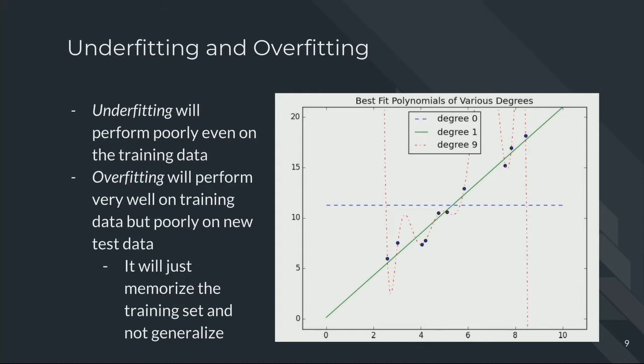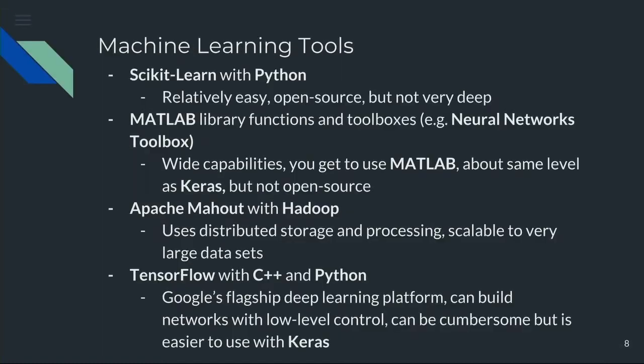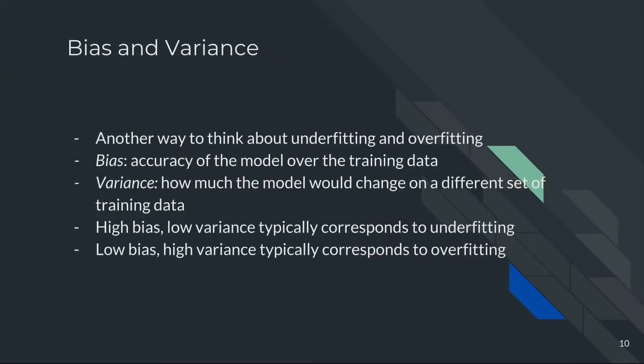Whereas the red curve has very low bias because it hits all these points exactly. But if we had a different set of training data, there's no way that we would get the same curve. So in general, if you have high bias and low variance, then you're probably underfitting. And if you have low bias and high variance, then you probably are overfitting your data.